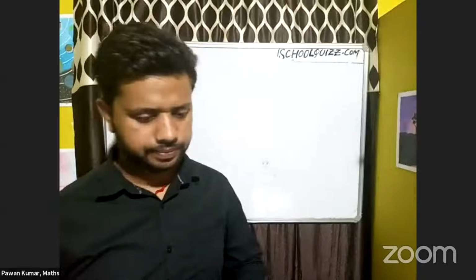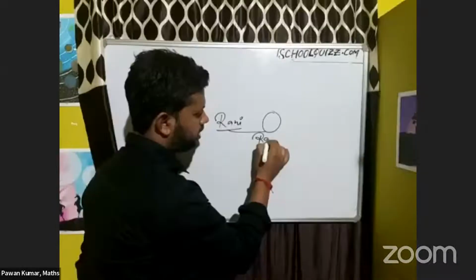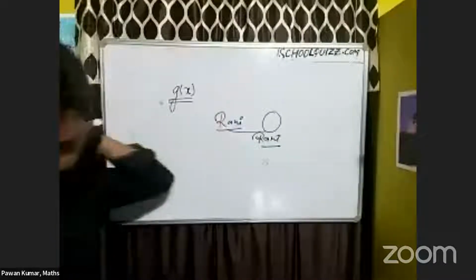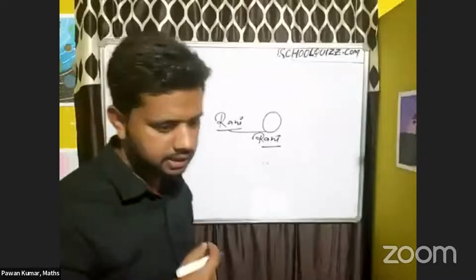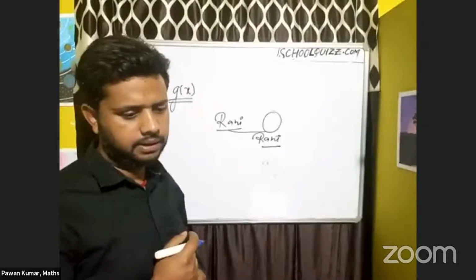Sir, what is g of x? G of x. Is it necessary to give a name? Correct? Understand? Yes, sir. You're getting it? Am I clear with you?